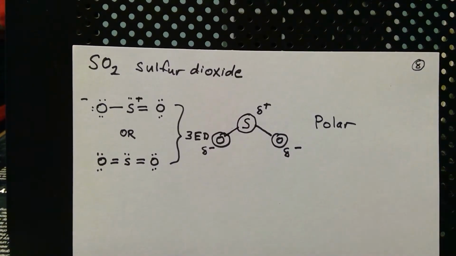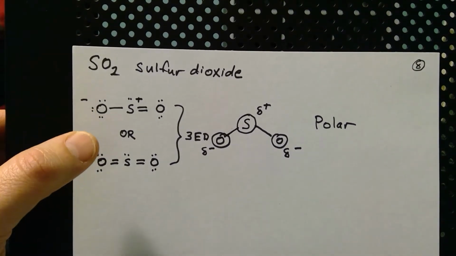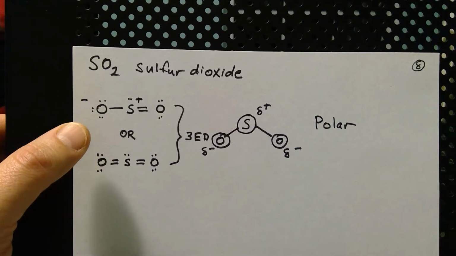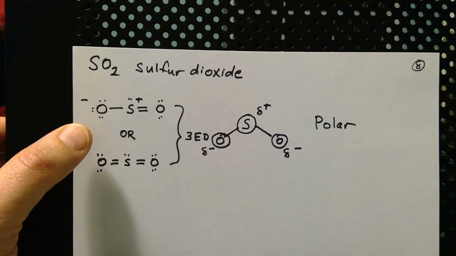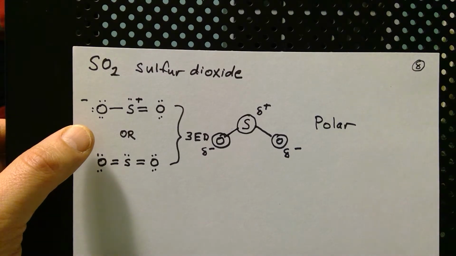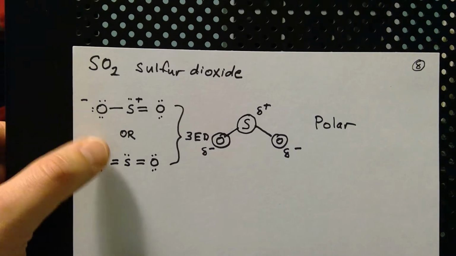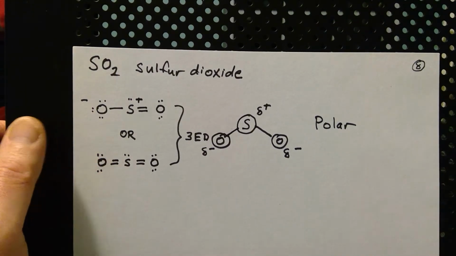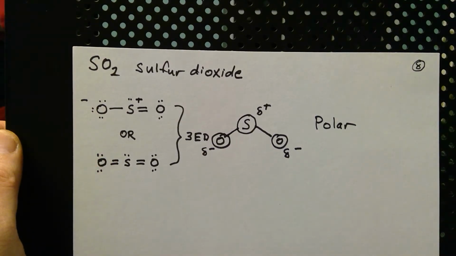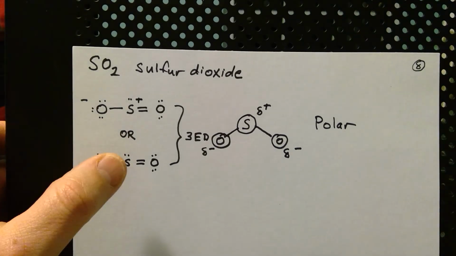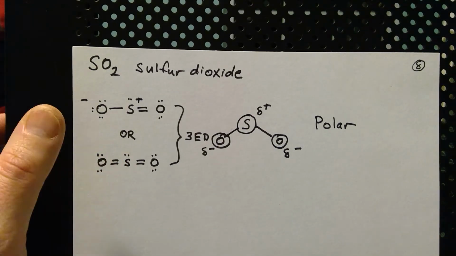Okay, this is my solution for sulfur dioxide. First, draw the Lewis-Dot structures. Now, you could represent the bonds in sulfur dioxide either with the partially ionic, partially covalent bonds, or if you represent all the bonds like they are covalent. Either way, there's 3 electron domains. Any bond between 2 atoms counts as 1 electron domain, and any non-bonding pair counts as an electron domain.